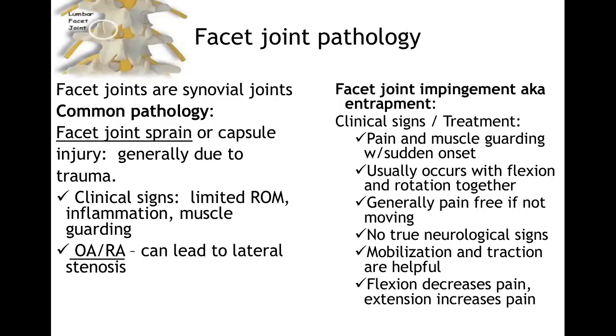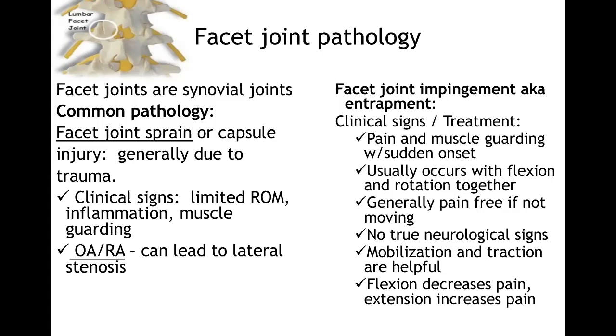Osteoarthritis and rheumatoid arthritis can lead to lateral stenosis. Facet joint impingement, also known as entrapment. Those clinical signs are going to be pain and muscle guarding, usually occurring with flexion and rotation together. Generally pain-free if the patient is not moving, but once that patient gets to moving or doing some activity, there's going to be some pain because of that impingement.